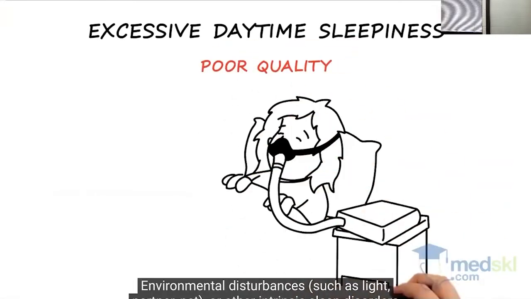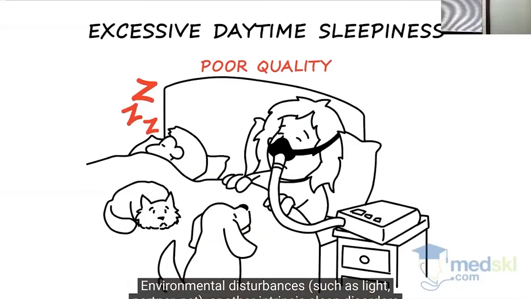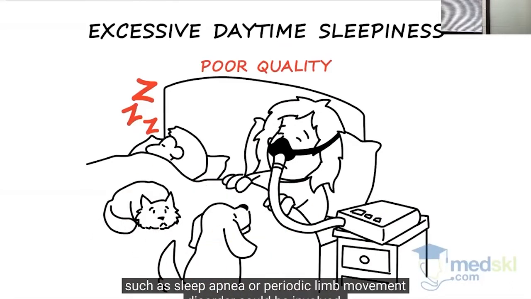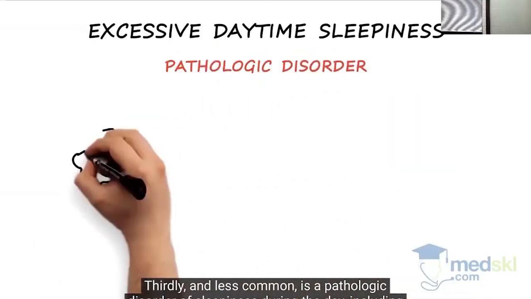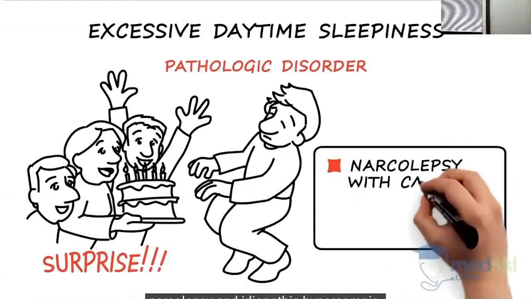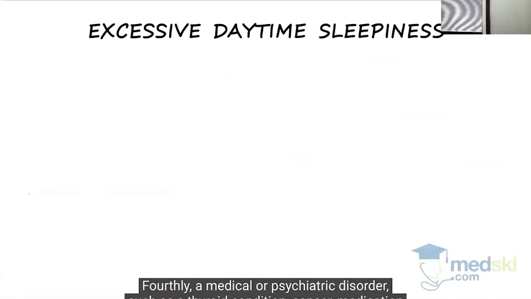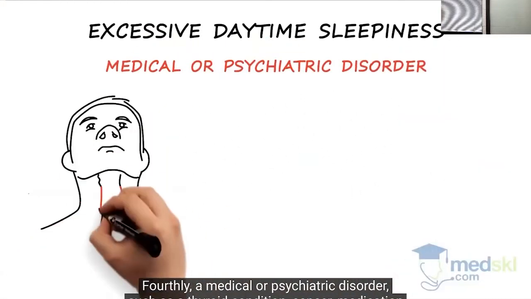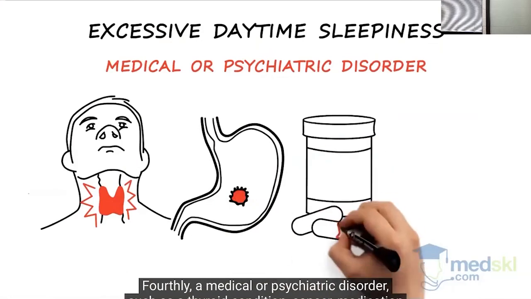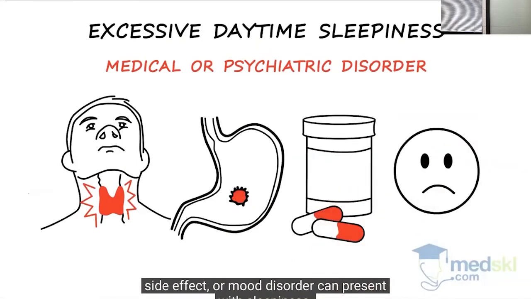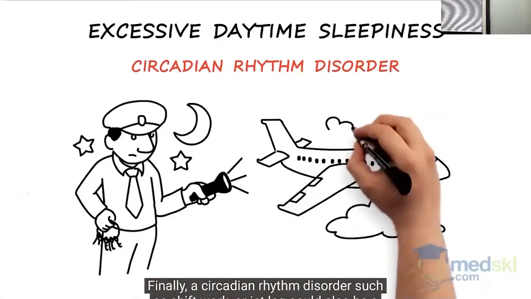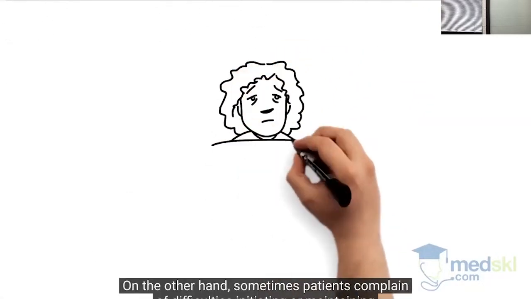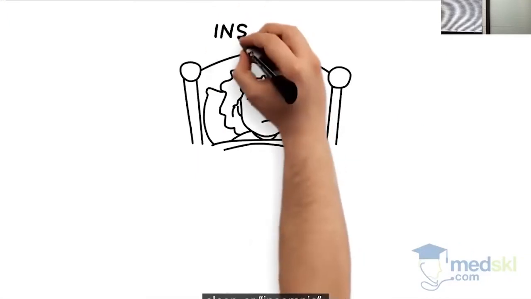Environmental disturbances such as light, partner, pet, or other intrinsic sleep disorders such as sleep apnea or periodic limb movement disorder could be involved. Thirdly, and less common, is a pathologic disorder of sleepiness during the day, including narcolepsy and idiopathic hypersomnia. Fourthly, a medical or psychiatric disorder such as a thyroid condition, cancer, medication side effect, or mood disorder can present with sleepiness. Finally, a circadian rhythm disorder such as shift work or jet lag could also be a culprit.